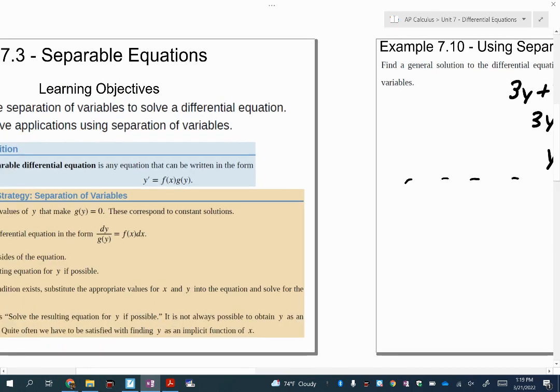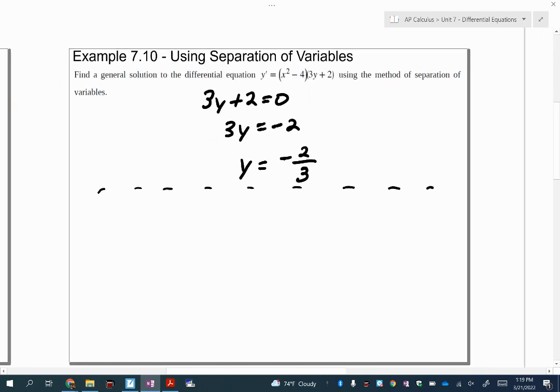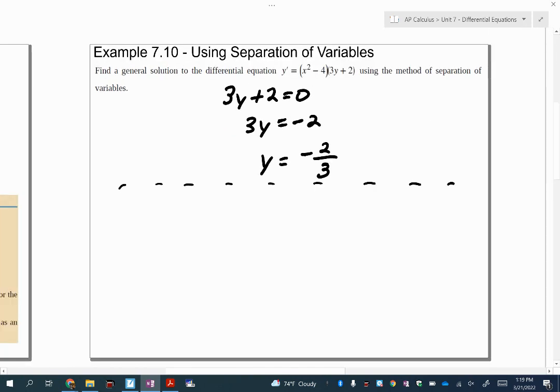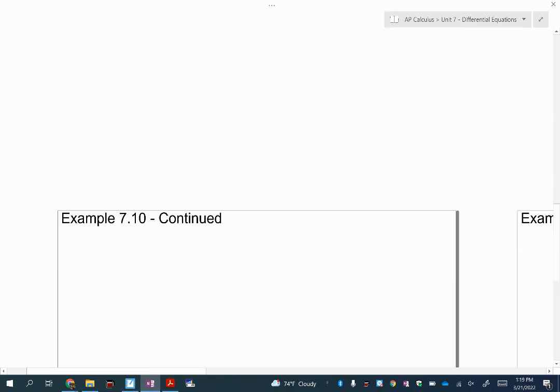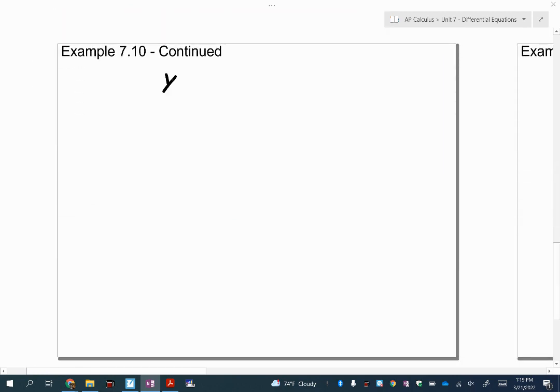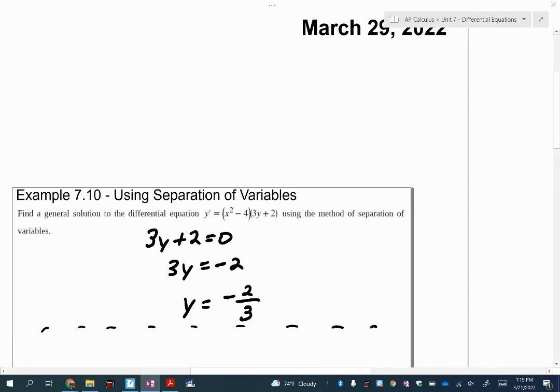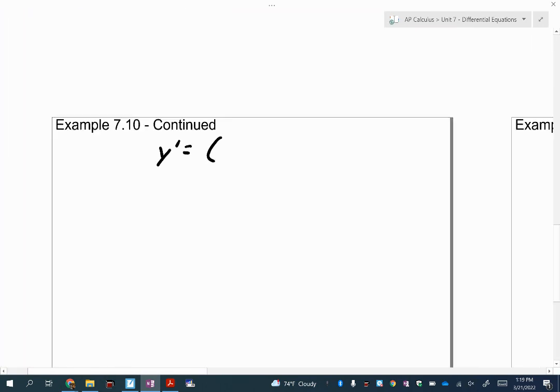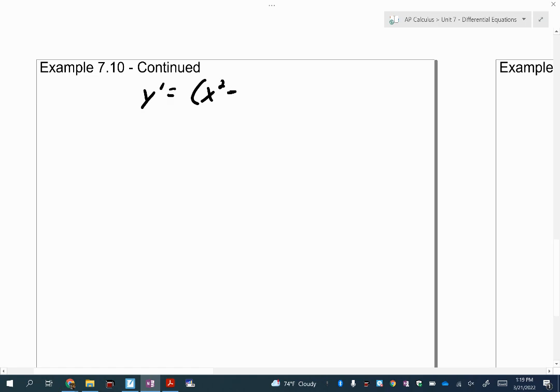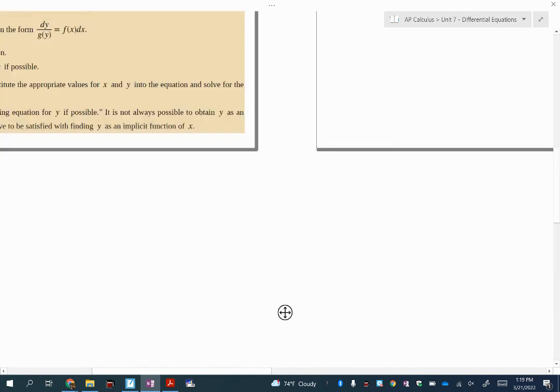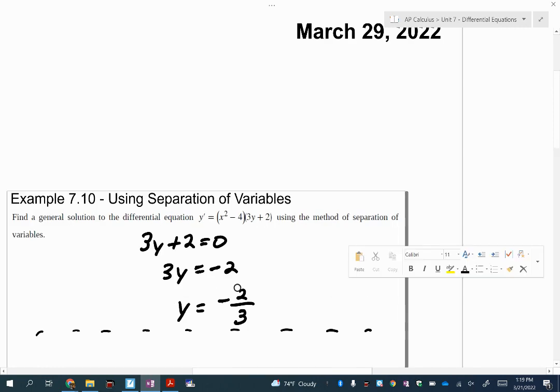Now, step 2 says we're going to rewrite this. So I'll copy it down again, on the next slide since I've got the room. y prime equals x squared minus 4 times 3y plus 2. Let me just confirm that I've got that right. Yes, okay.